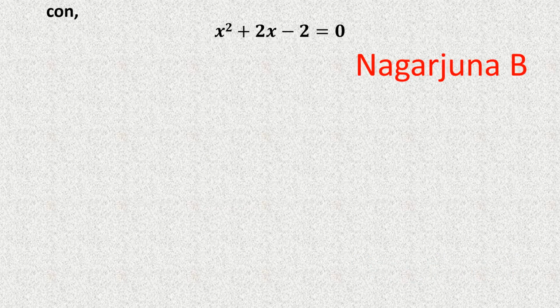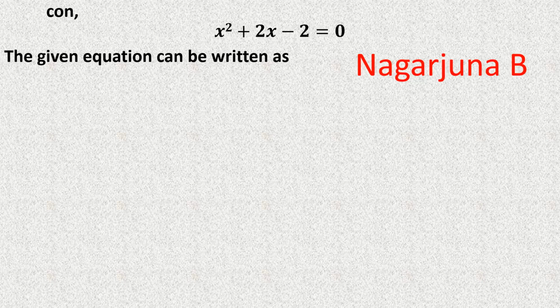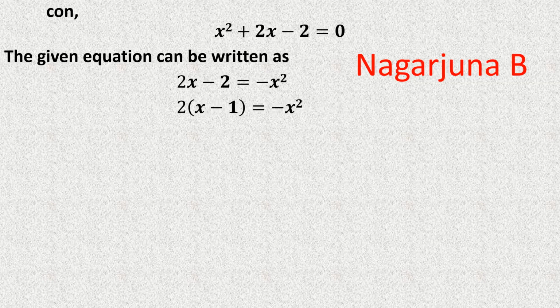Now, consider x square plus 2x minus 2 equal to 0, which is the given equation. The given equation can be written as 2x minus 2 is equal to minus x square. That is, x square taking to the right hand side, 2x minus 2 will be equal to minus x square. Because it is a plus x square, when it is taken to the other side, it becomes minus. Then you can observe on the left side 2 is common, therefore we can write 2 into x minus 1 is equal to minus x square.